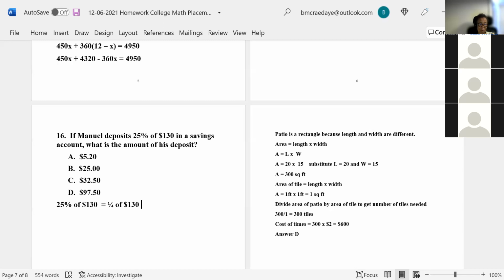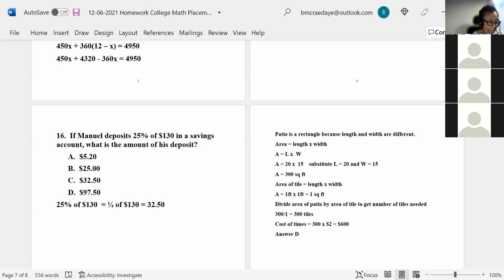So how would you write that now? 1/4 of 130, because I said take the 120, 1/4 of that is $30, right? But then you had $10 left. So I said, what's 1/4 of the $10? 1/4 of the $10 is $2.50. So 30 plus 2.50 gives you $32.50. So that's your answer, $32.50.